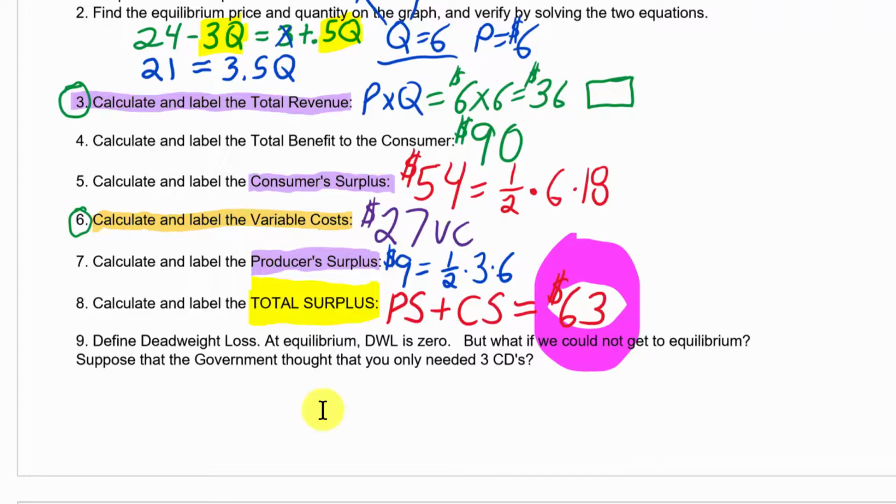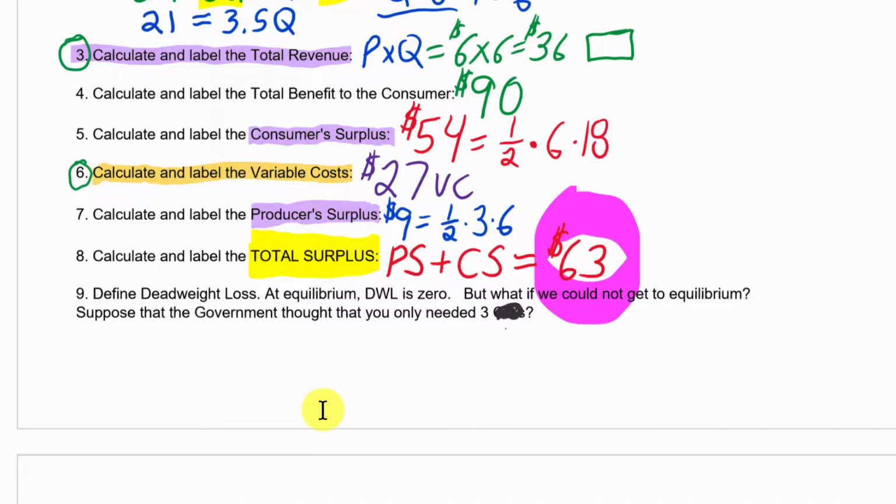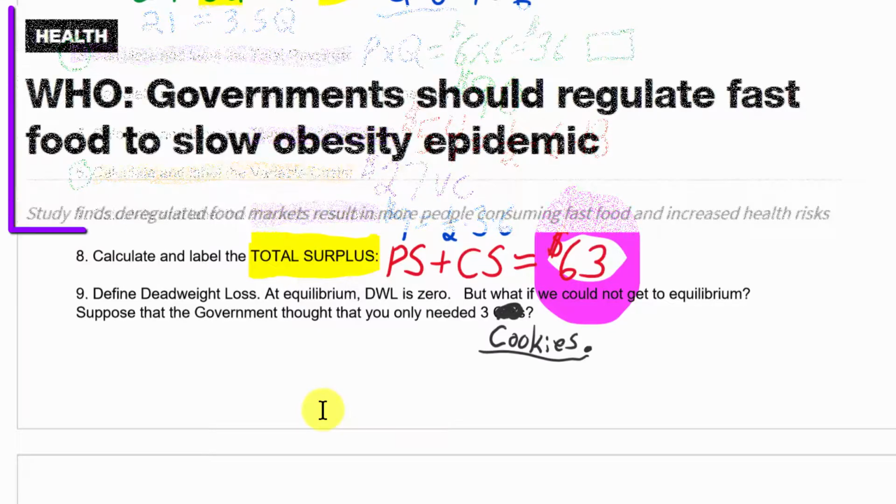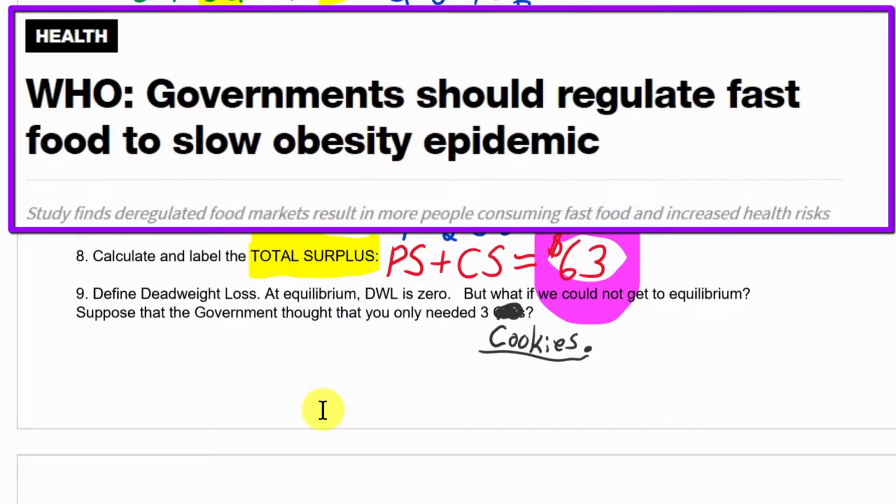In this case, let's assume we could not get to that equilibrium. Suppose the government thought we only needed 3. My version still says CDs here. We're talking about boxes of cookies. So suppose the government said, hey, Dr. Berkey, you're too fat. You don't need 6 boxes of cookies. We're only going to let you buy 3 boxes of cookies. Let's look at what would happen in that case.